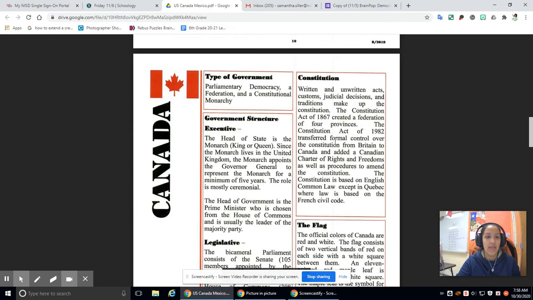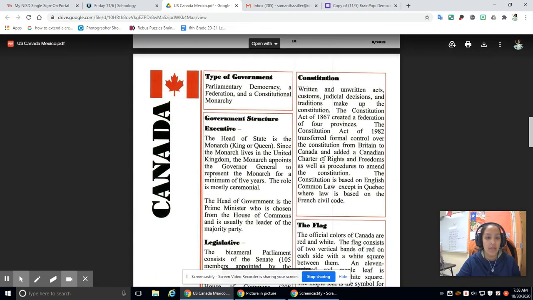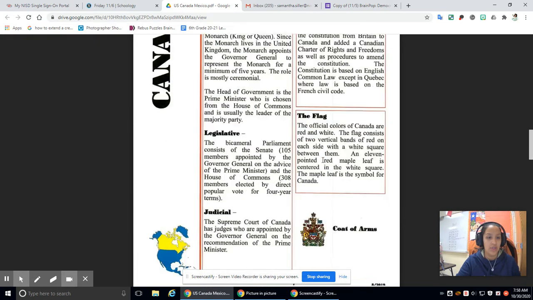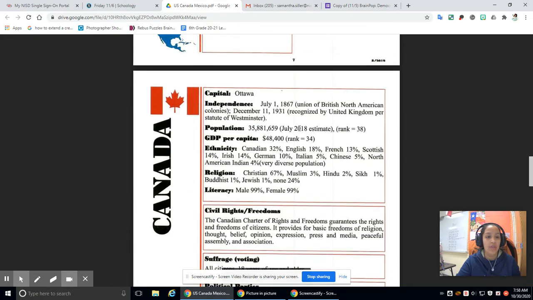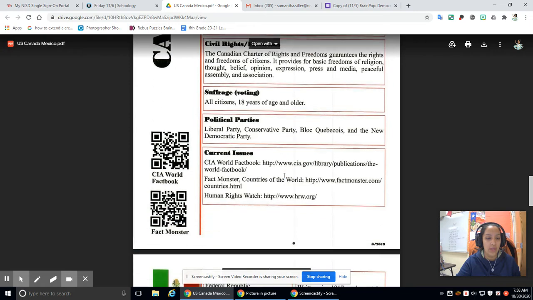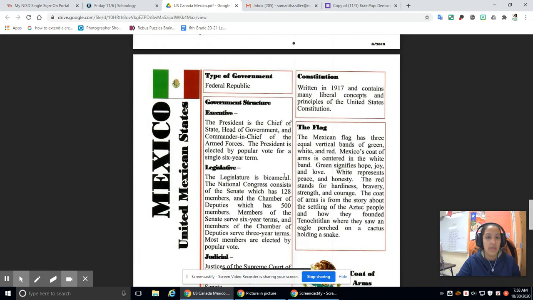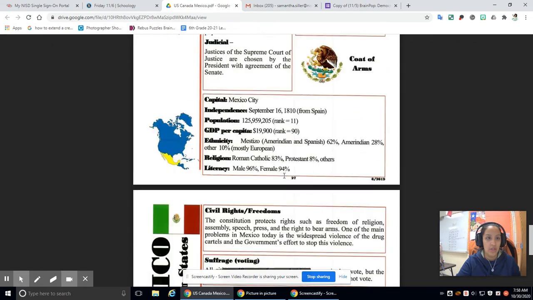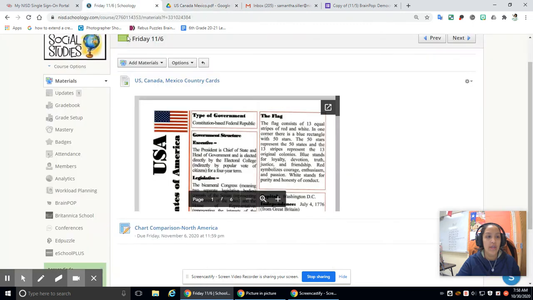Underneath the United States, you have Canada. It's going to be in the same format, just talking about that particular country. And then, of course, their facts and their rights and voting. And then Mexico is going to be on the last 2 pages. So you're going to use these 2 pages to answer this comparison chart.